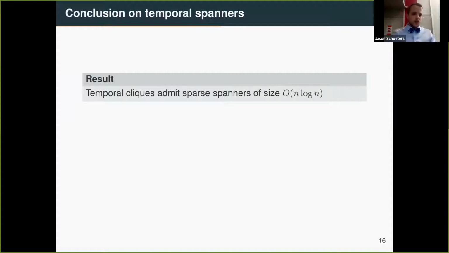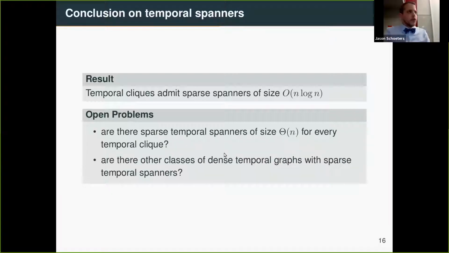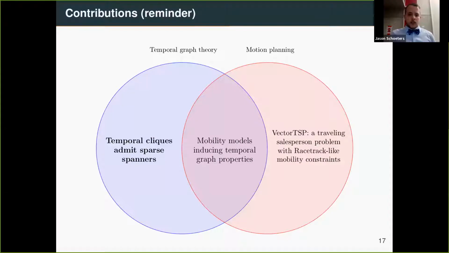As a little conclusion, maybe I can talk about the open problems that remain. There are mainly two open problems. One of them is, are there sparse temporal spanners of size smaller than n log n? Maybe even of linear size for every temporal clique. This question is still open. And the other question would be, are there other classes of dense temporal graphs with sparse temporal spanners? This question is still open as well. So that was it for the sparse spanners in temporal cliques part.